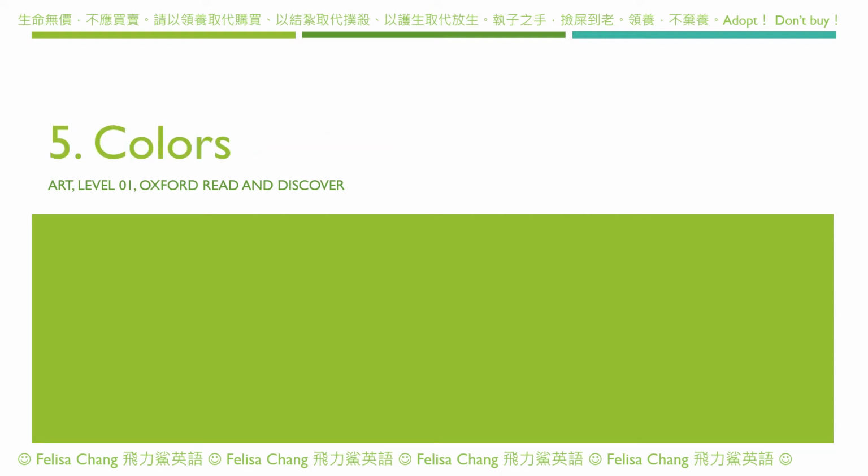Chapter 5. Colors. Some artists use brushes and paints. They put the paints on a palette. Artists mix paints. They make new colors. Red and blue make purple. Blue and yellow make green. Red and yellow make orange.